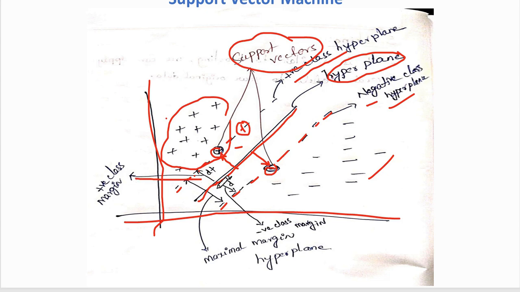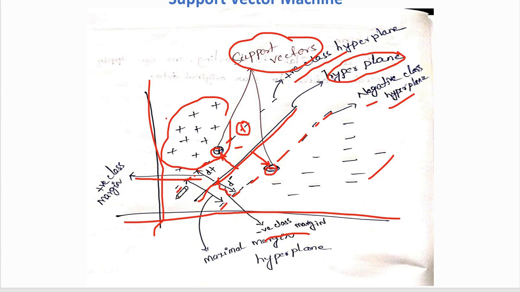The distance from this hyperplane to the negative class is called the negative class margin. Okay, hope you understood one more key point in support vector machines.